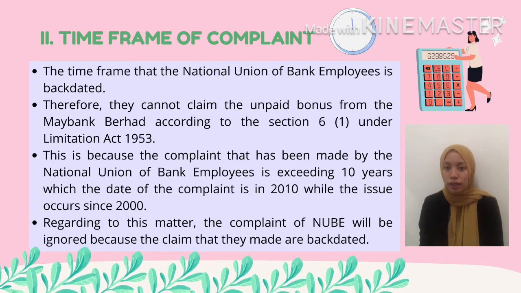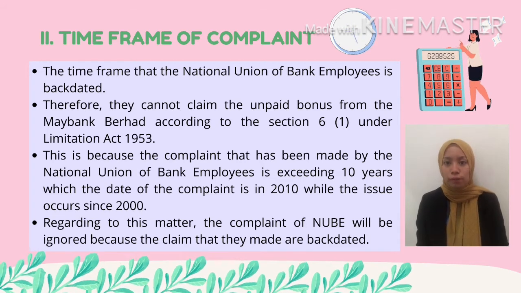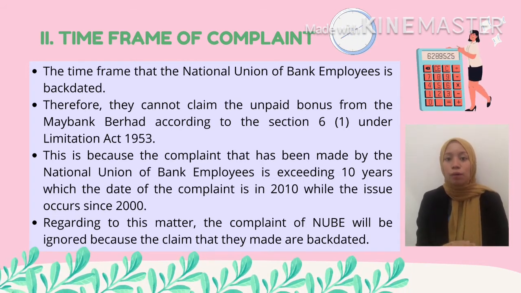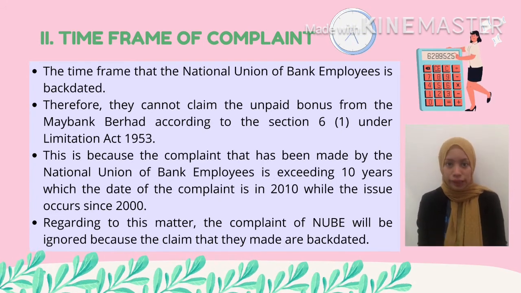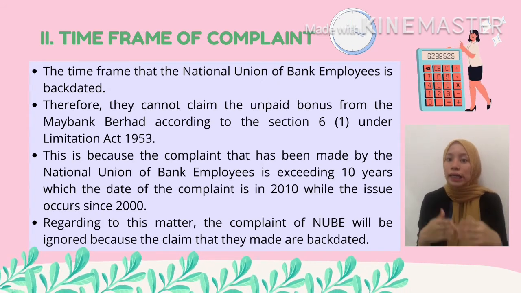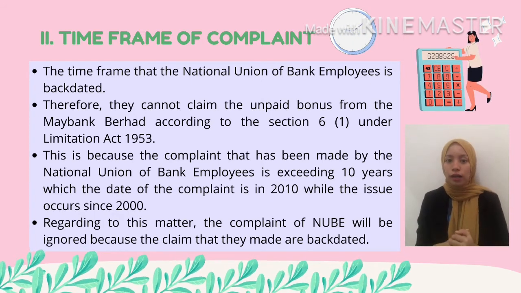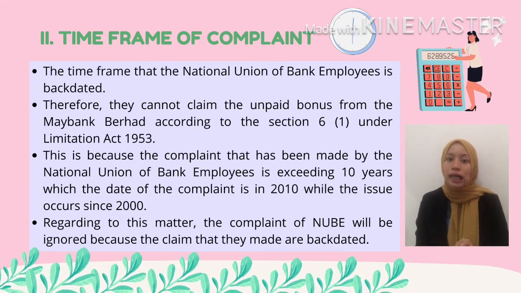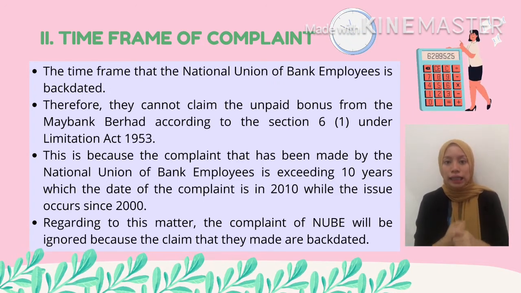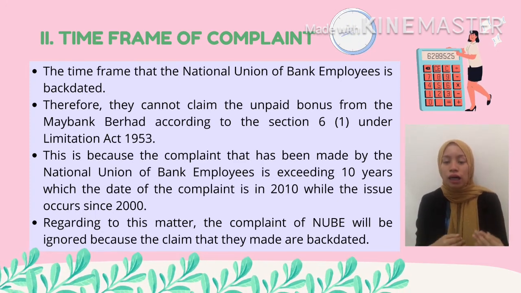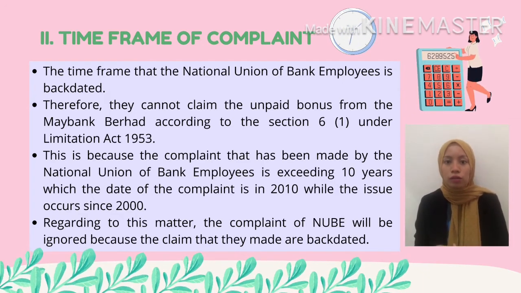According to Section 6, Subsection 1, under the Limitation Act 1953, the National Union of Bank Employees cannot claim their performance bonus because the time they made the complaint is backdated. This is because in order to make any complaint, the time frame of the complaint must be within 6 years from the date on which the cause of action occurred. Besides, the complaint made by the NUBE exceeds 10 years, as the date of the complaint is in 2010, while the issue occurred since 2000.